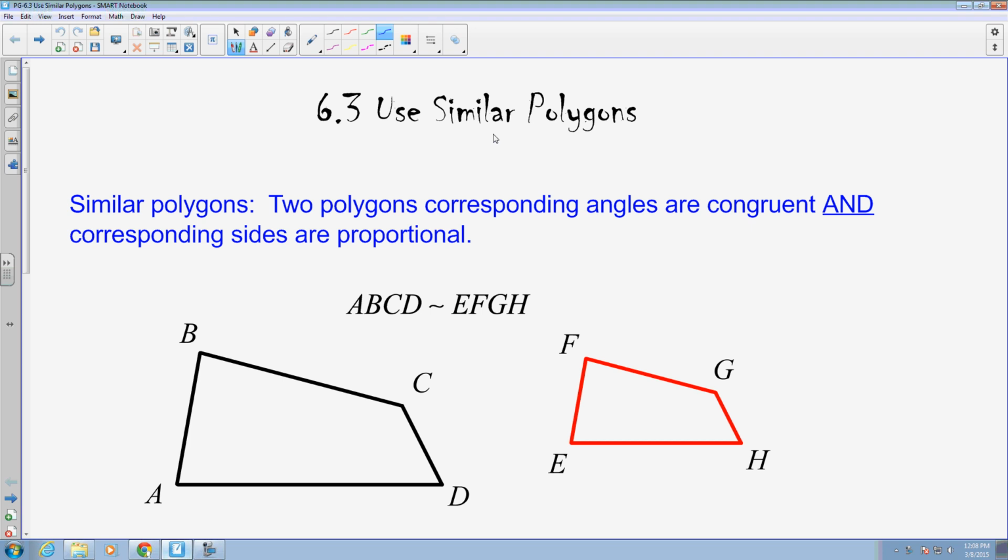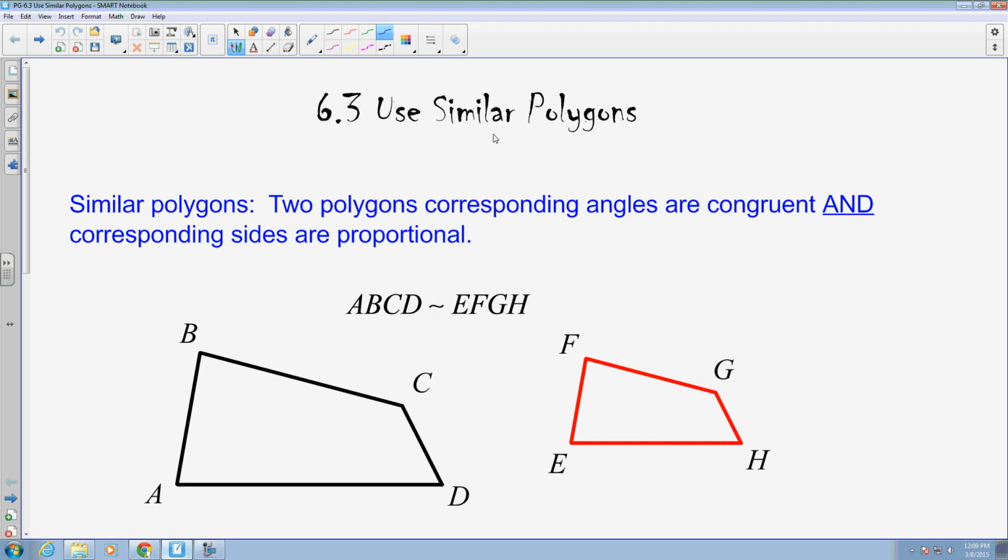We are in section 6.3, where we're going to use similar polygons. Similar polygons are two polygons where corresponding angles are congruent and corresponding sides are proportional. So we talked about congruent figures earlier in this course, and the definitions were very similar, except that with congruent figures, the corresponding sides had to be congruent, but in this case, we're asking that the corresponding sides are proportional.